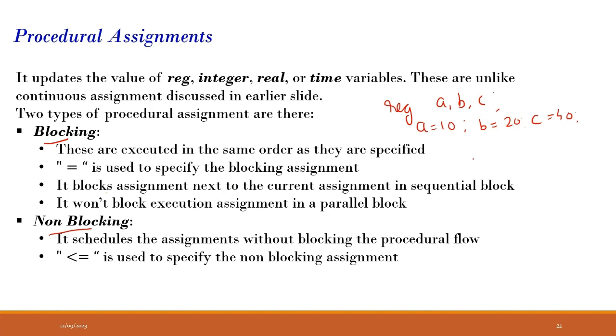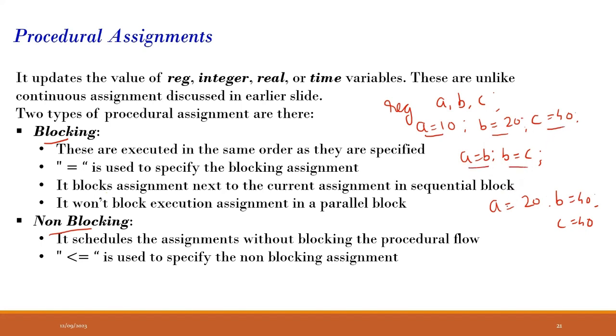Now if I write A is equal to B, B is equal to C, then at the end, when this entire code is executed, in A I will get 20, in B I will get 40, and C remains as it is. Why is it happening? Because first this is executed, then this, then this.